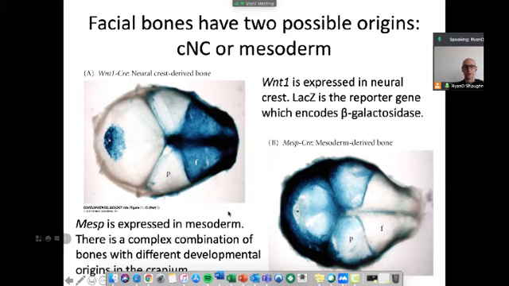Mesp is a mesodermal marker, and if we do the same experiment but use a Mesp Cre expressing mouse, we can see in effect the inverse of the Wnt1 Cre. So we can see here in blue what bones are formed by the mesoderm, and you can see that gap indicated by the star, which is where we have a little spot of Wnt1 Cre positivity, so neural crest derived bones. So there's a very complex combination of bones with different developmental origins in the cranium.